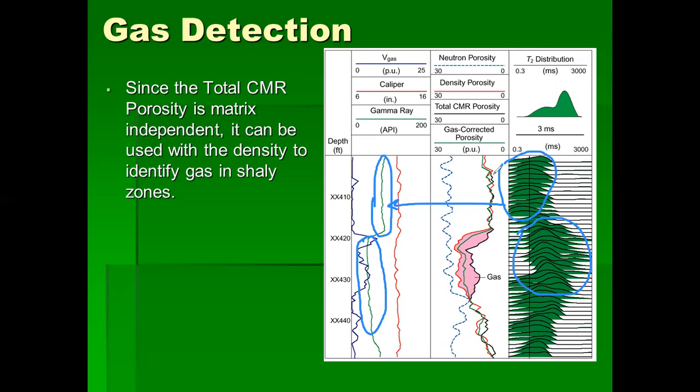But when comparing the NMR porosity with the neutron porosity and the density porosity, you can see at this zone some separation between the NMR porosity and the density estimated porosity. And this is because the total CMR porosity doesn't depend on the matrix. It can be used with the density to identify gas in a shaly zone by the separation between NMR porosity and the density porosity here.